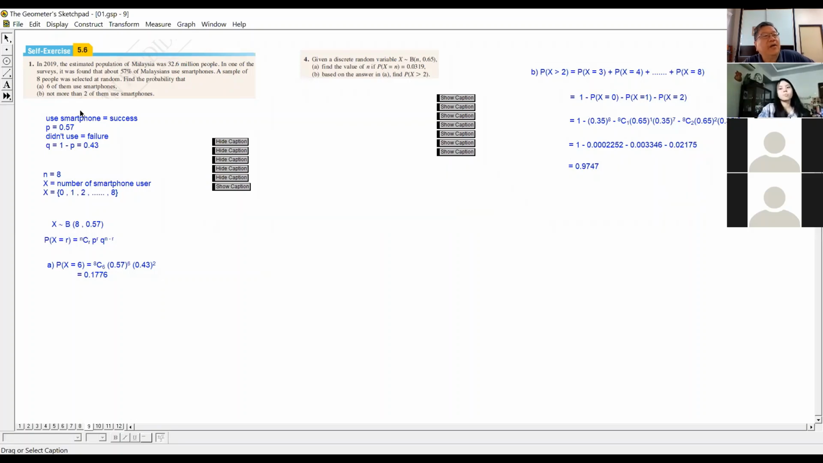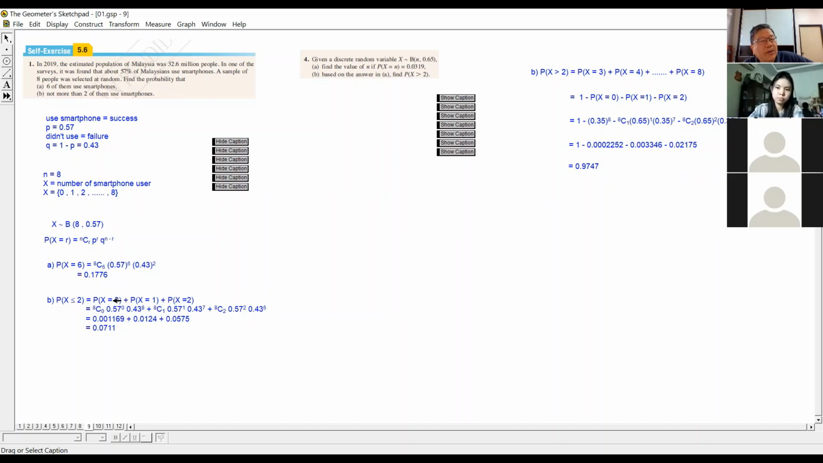Okay, next part. Not more than 2 of them use smartphone. What do you mean by not more than 2 of them use smartphone? 0 of them use smartphone? 1, 2. Correct. 0, 1, and 2. Not more than 2 means 0, 1, 2. So x is less than or equal to 2. So x equal to 0, x equal to 1, and x equal to 2.